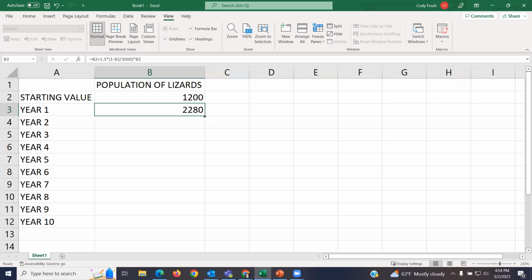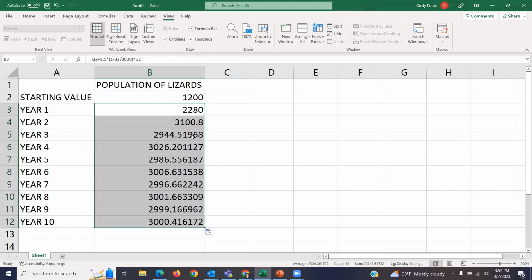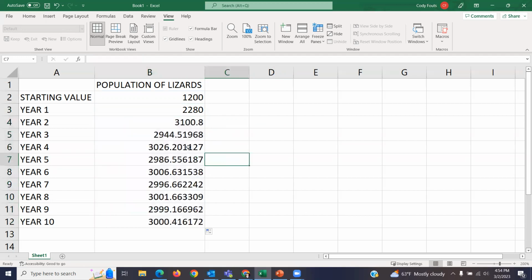So the way I do that is I highlight the cell that currently has the formula in it. Notice that's all up here. Okay, so I'm going to highlight that. And I'm going to drag, if you notice this little box here in the corner, I'm going to drag down. And notice that when I do that, it fills in all the rest of the values.